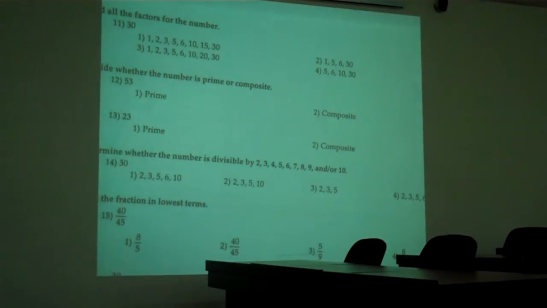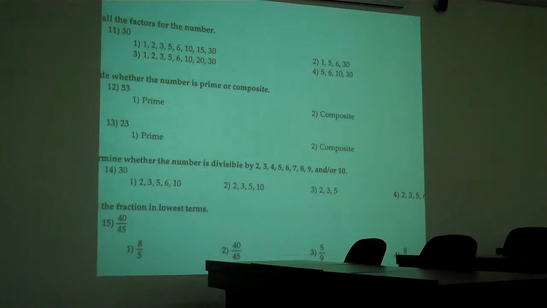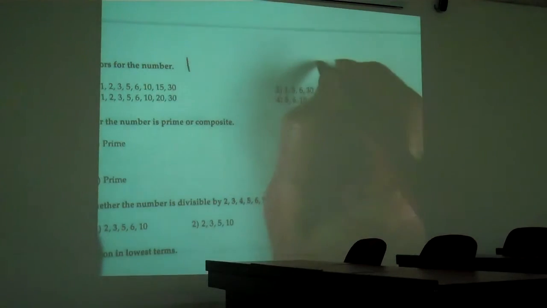Okay, number 30. Find all of the factors. What you want to do is make it like a rainbow. Do like 1 times 30.